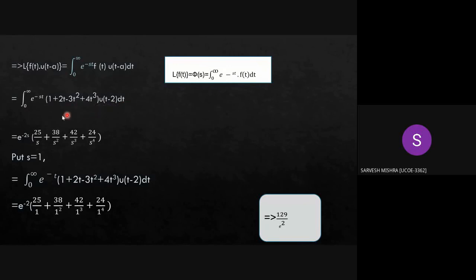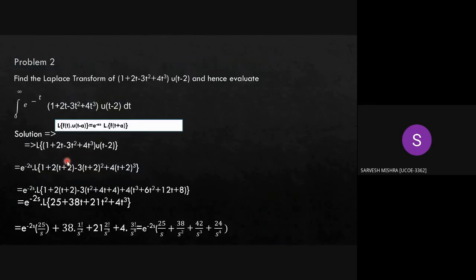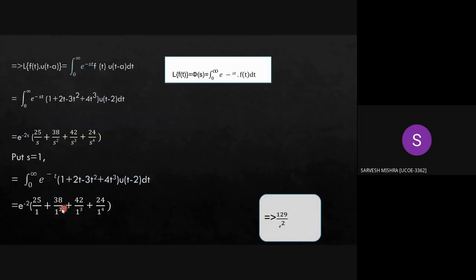So we come to our next step, and the next step is similar to our first part answer, that is e raised to minus 2s times 25s plus 38s square plus 42s cube plus 24s raised to 4. Previous slide, please. In this you can see the second part question is integration 0 to infinity e raised to minus t. Next slide. But here we have found integration 0 to infinity e raised to minus st.